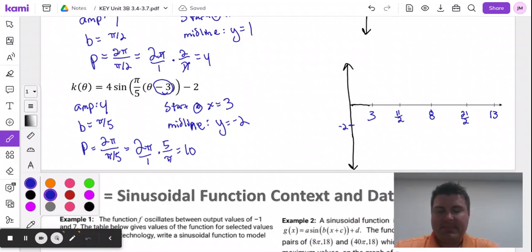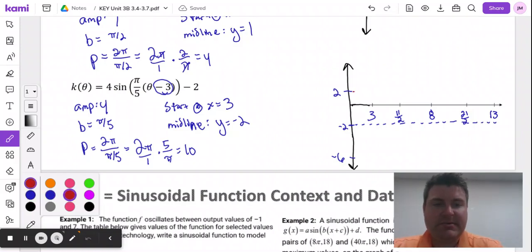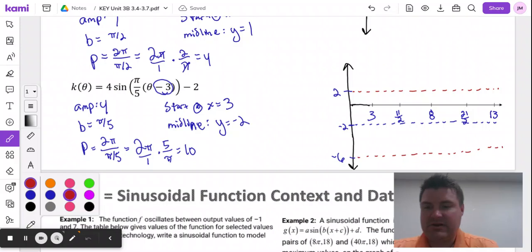So I'm at negative 2. If my amplitude is 4, 4 above negative 2 would be 2. 4 below negative 2 would be negative 6. This blue right here is my midline. And then I'll have this red up here be my maximum value, and this be my minimum value. And I'll do this in the color, let's go pink. Okay. Everything is set up.